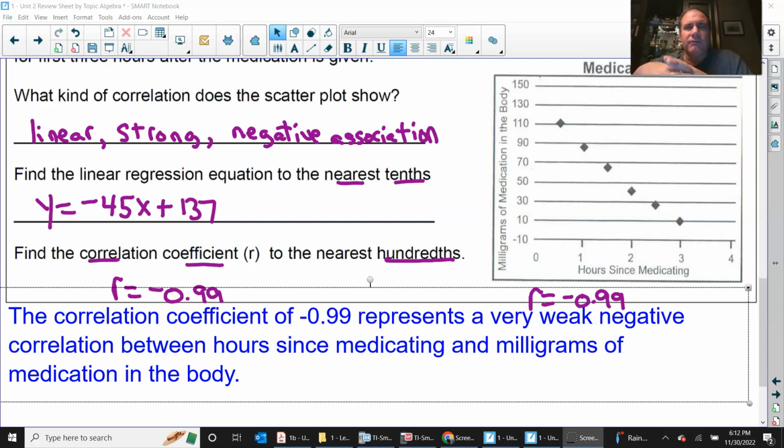So the correlation coefficient of negative 0.99 represents a very weak negative correlation between the x-axis and the y-axis, whatever they say. All right, so the x, which is hours since medicating, and milligrams of medication in the body. I'm just putting the words down that are on the graph. So don't overthink it. The correlation coefficient of negative 0.99 is very close to negative 1.